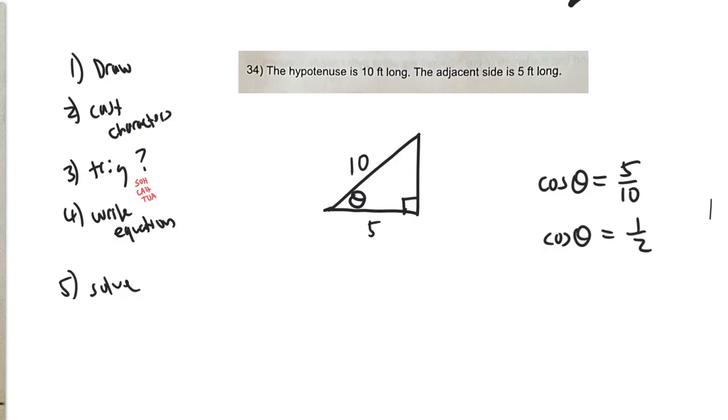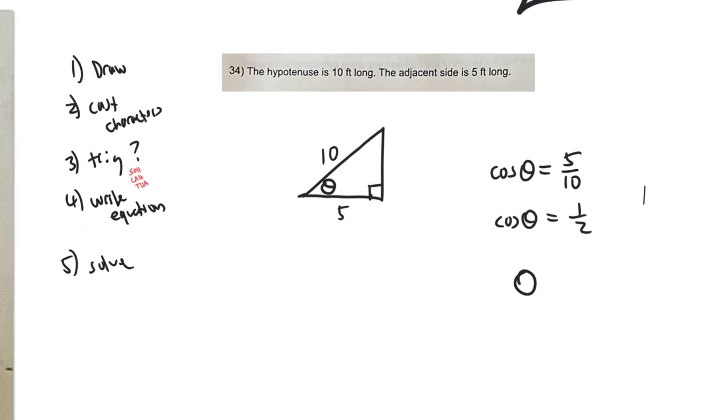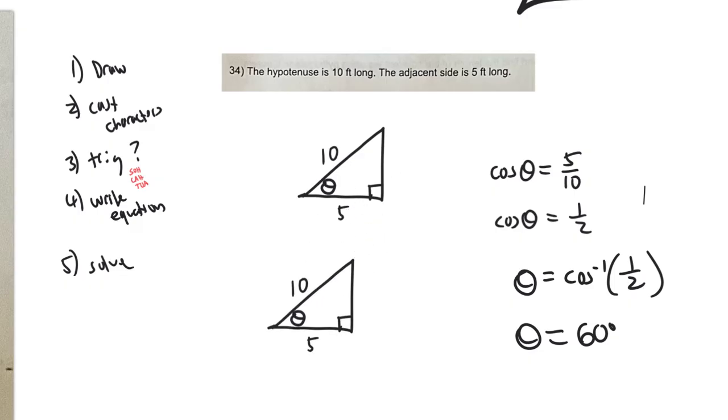Step number 5, solve. Okay, we will solve the equation, but now we're solving for the angle. And anytime you're trying to find an angle, you can always just do the inverse cosine, okay, of that number. And that is going to be, in your calculator, 60 degrees, okay. So we can actually update the situation to reflect the fact that this is 60 degrees, right?